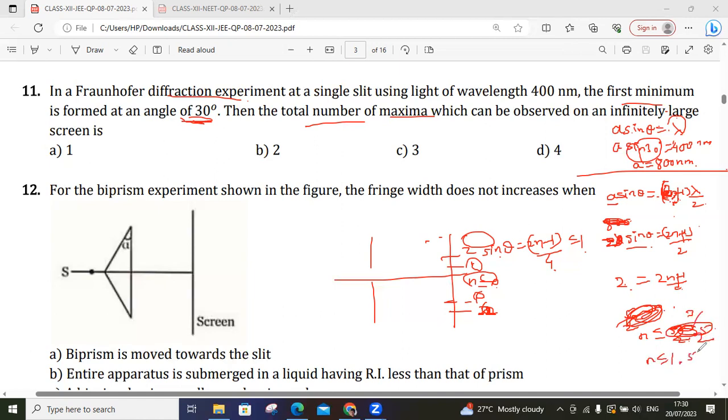n will be less than or equal to 1.5. So n equal to 1 is possible, n equal to -1 is possible, and n equal to 0 is your central maxima. But n equal to 0 corresponding, there is nothing actually. It's only that everybody will come like this. There is 3 actually. This is the mistake, 2n. Okay, we'll go ahead.